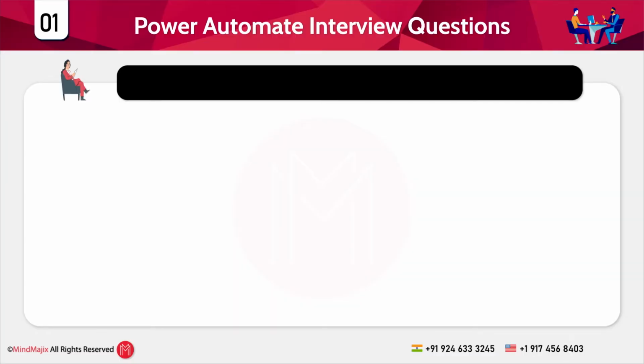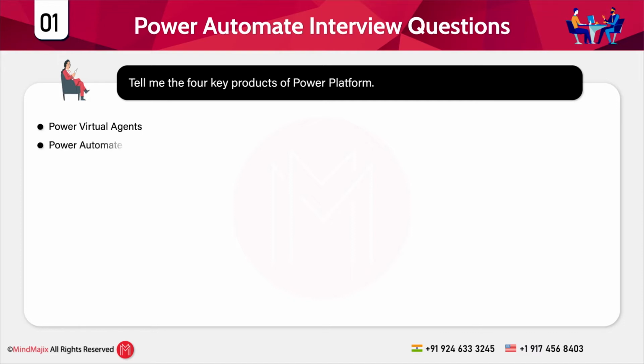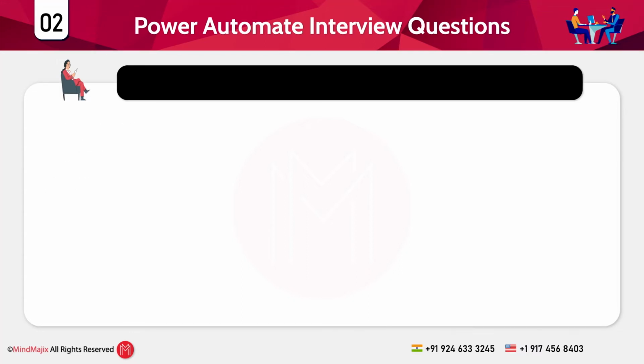As I said earlier, the first category of questions is for freshers. The first question is, tell me the 4 key products of Power Platform. This is a very simple question. As you can see on the screen, these are the key components or products of Power Platform: Power Virtual Agents, Power Automate, Power Apps, and Power BI. Very simple question, and let's move ahead. The next question is, what are the main 4 pillars in Power Automate?